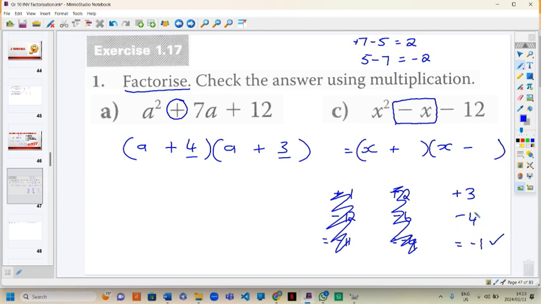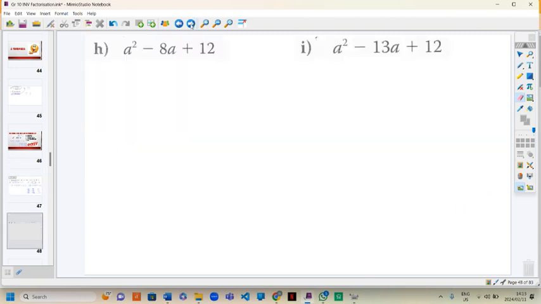Which factor was negative? The 4, so I'm going to put the 4 with the negative. And which factor was positive? The 3, so I'm going to put that factor with the positive. Hoping that makes sense. If it doesn't make sense, just pause the video, rewind a little bit, and watch that part again. Okay, so let's carry on practicing.